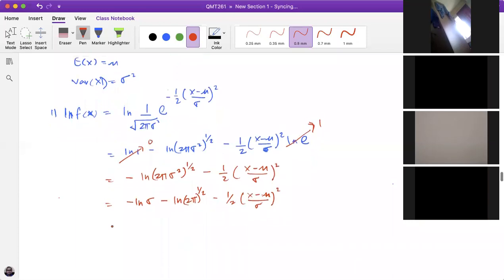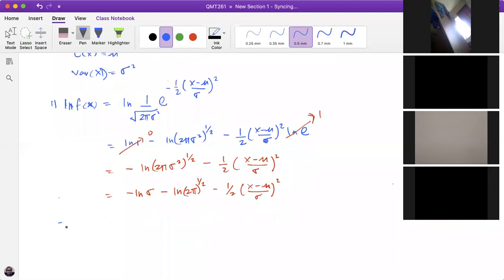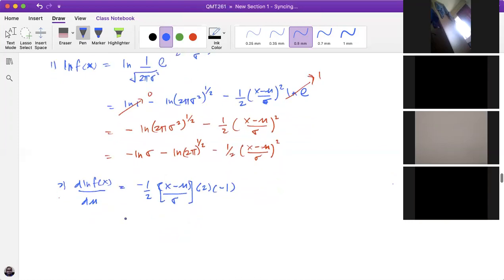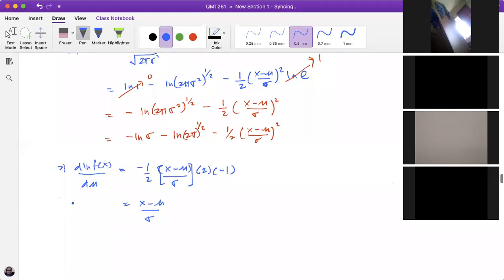So now the second step is we want to take the derivative of ln f(x) with respect to mu. The first terms have no mu, so they are zero. What remains is 1 over 2 times (x minus mu divided by sigma), the whole bracket squared. So the 2 comes down, minus 1, and the derivative of the inside gives negative 1. The 2 minus 1 and the negative 1 from the inside derivative together give (x minus mu) divided by sigma. So this is the second step.